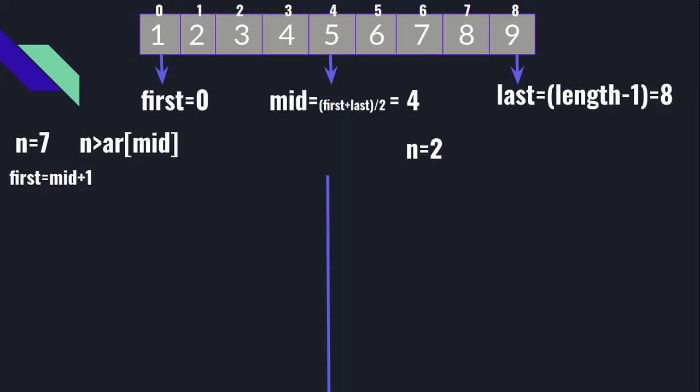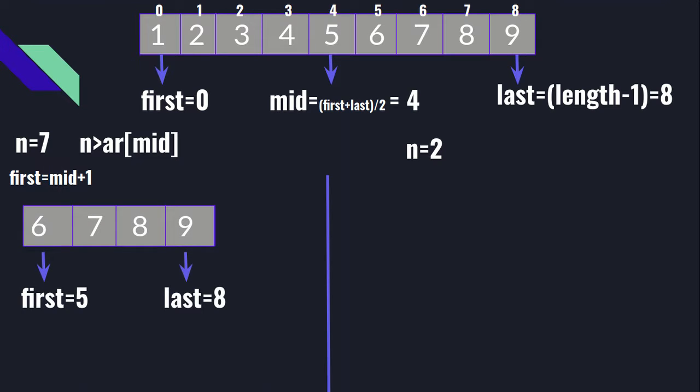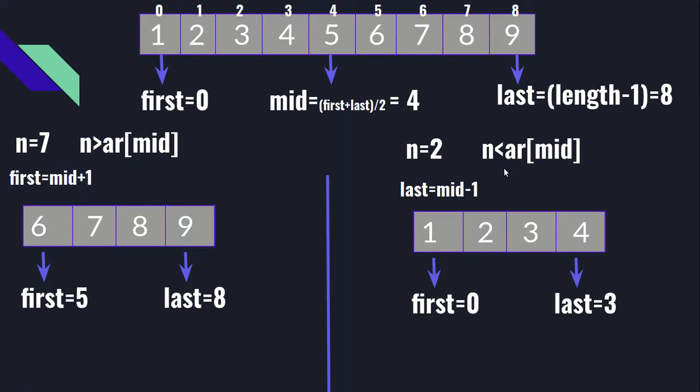Now next it will look something like this. First will be 5 and last will be 8, and in case 2, n is less than the mid value, so last will be mid minus 1. The same concept we are taking in the second case, we are taking this section, so we will make our last value mid minus 1, so it will look something like this. So now in this case we will find 2 only in this section, and 7 we will find only in this section.